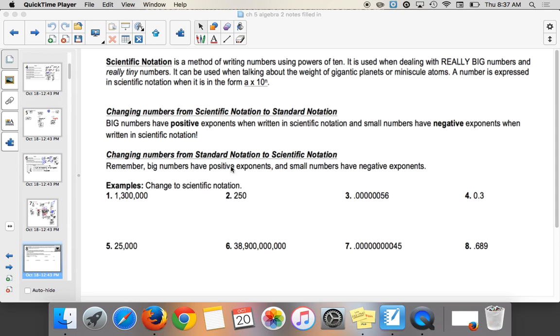So we will talk a little bit about the right and the left, but don't try to memorize that, because then people will mess it up when going from scientific to standard and then standard to scientific. They just get them confused, okay?